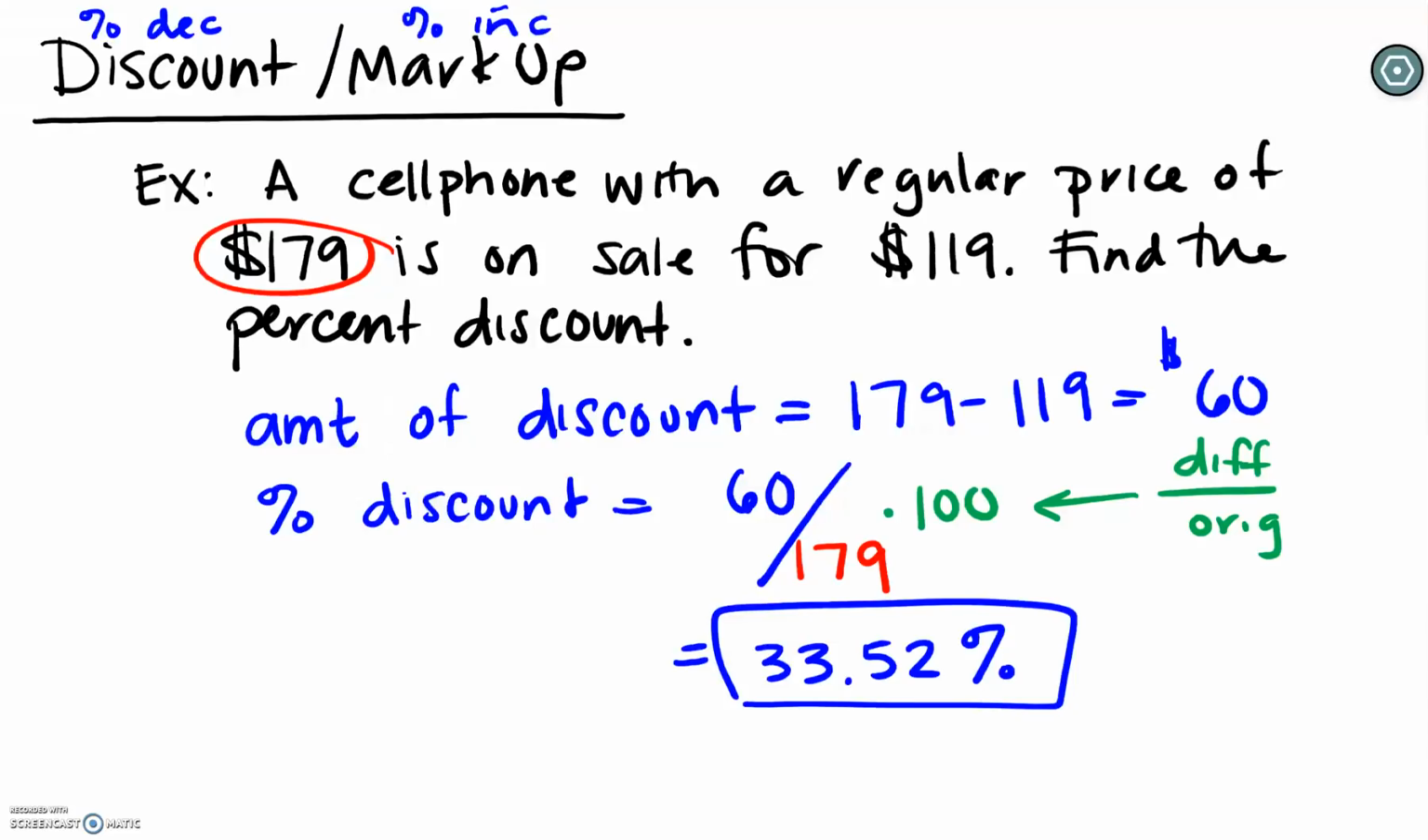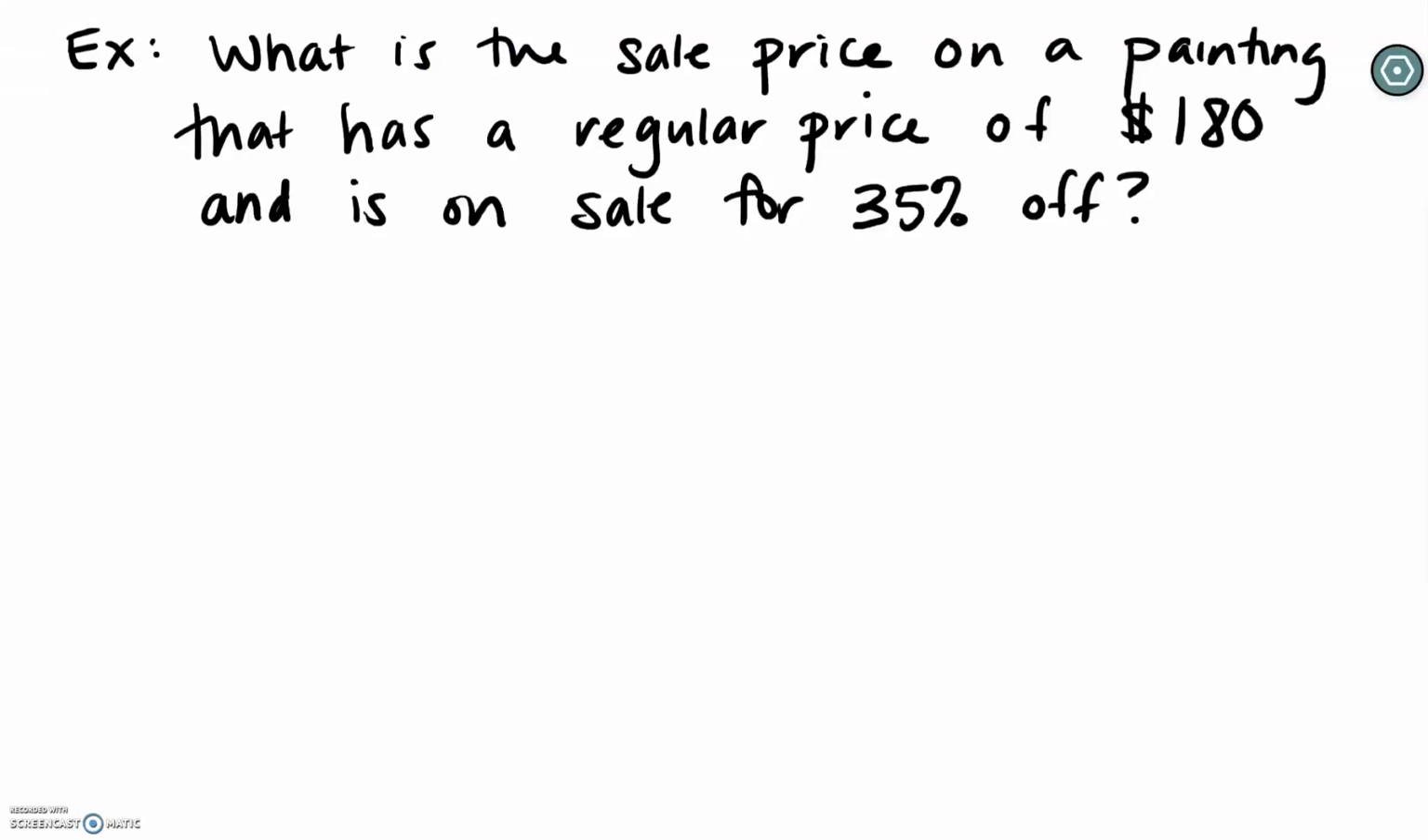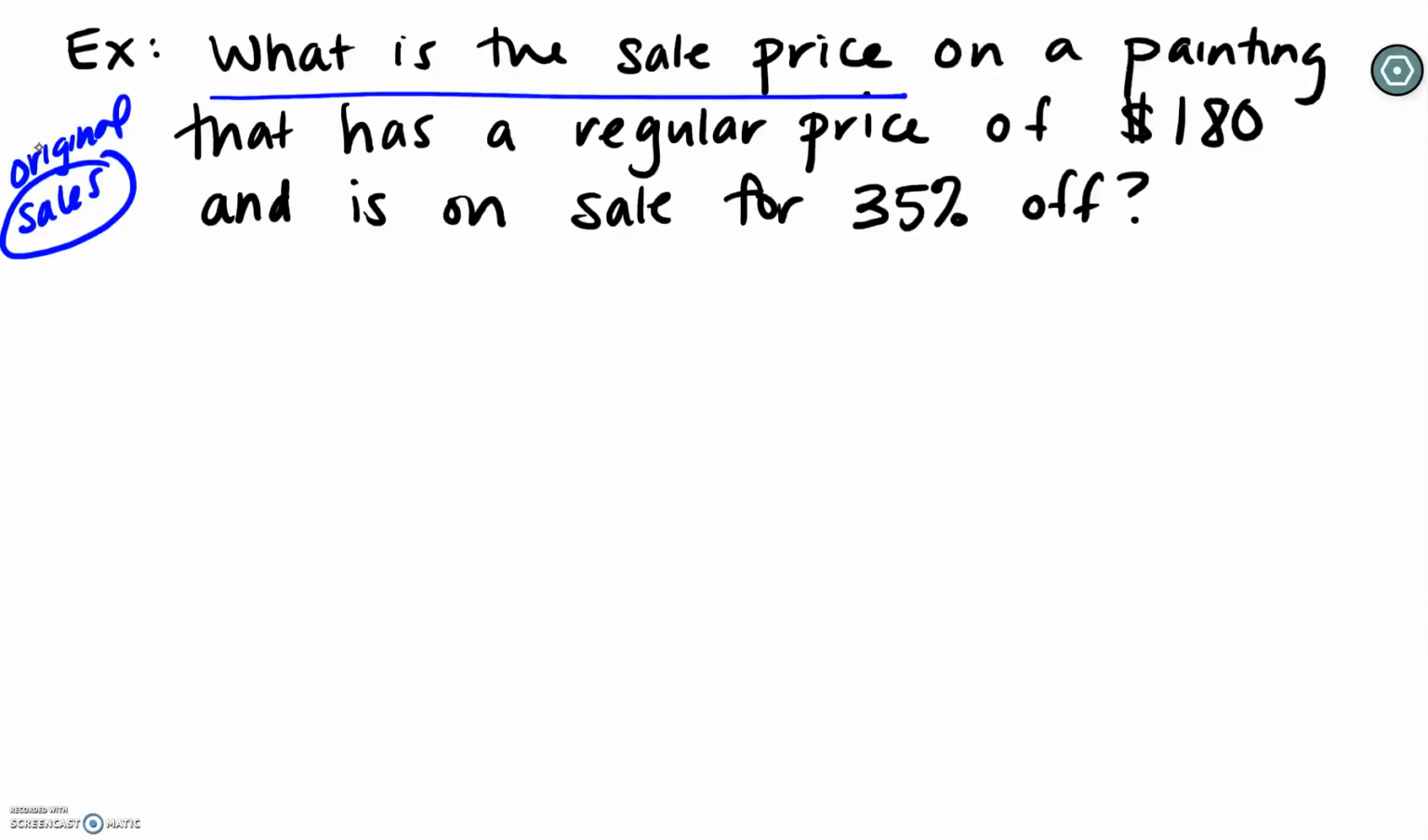Usually when we see discount or markup, it looks something more like this. So what are the actual questions you're going to see? They're going to look like this. You have two options in terms of things that you're going to want to solve for. One is that we're going to be solving for the original price, which is much harder, or we're looking for the sales price, the markup price. So in this case, we're doing the easy version. We're figuring out the sale price. So it says, what is the sale price on a painting that has a regular price of $180 and is on sale for 35% off.